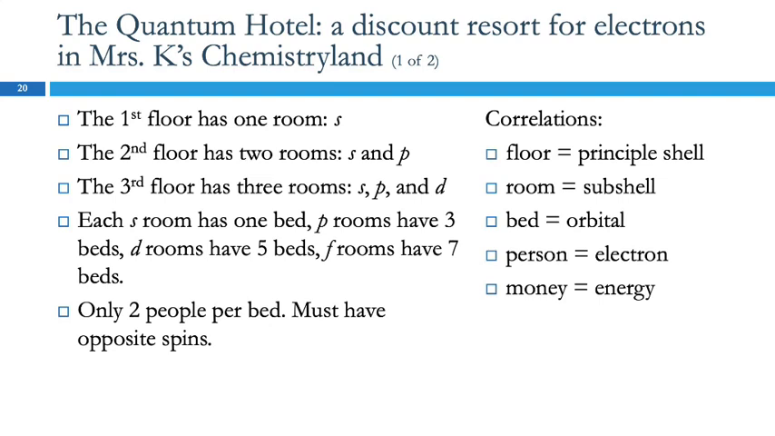And another rule in this hotel, which corresponds to Pauli's exclusion principle, is you can only have 2 people in a bed. The people are the electrons. And they have to have opposite spins. So we're not talking about gender here at all, okay? Electrons don't have gender, there's just one kind, right?